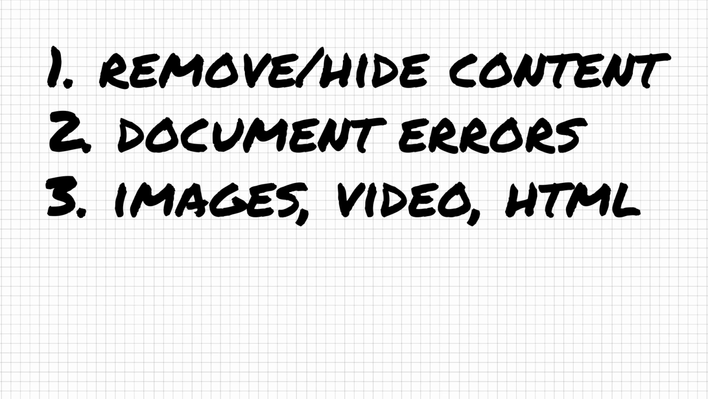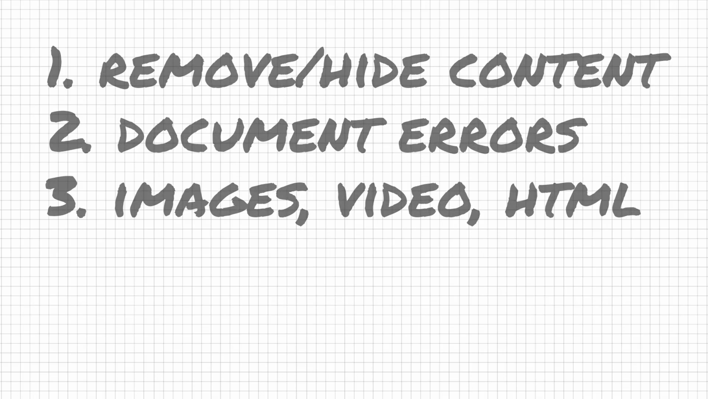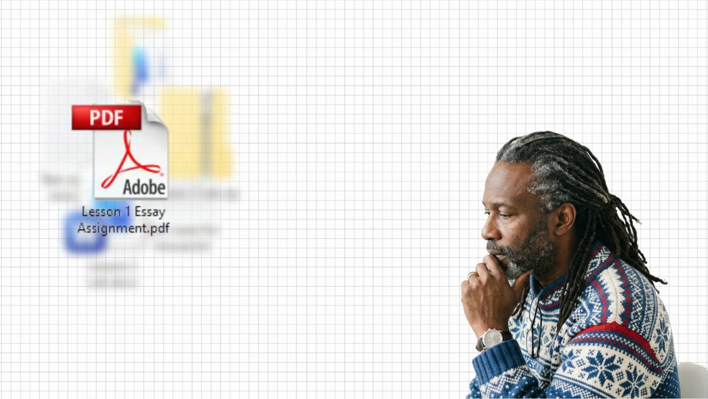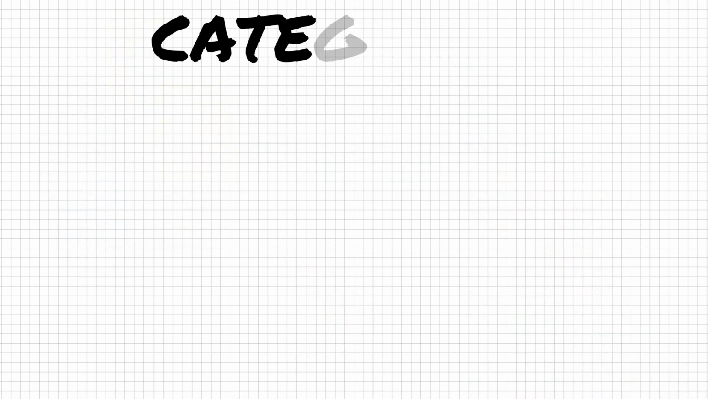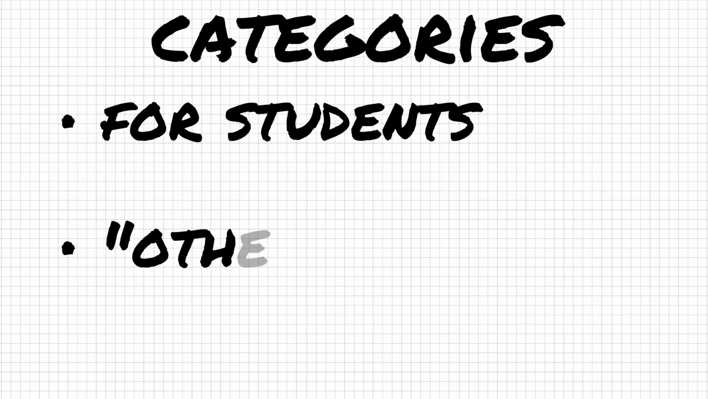Remove or hide content that isn't for students, fix document issues in Word, and then fix images, HTML, and video problems. So for step 1, I recommend you Swedish death clean your course. Ask yourself, if you were handing your course shell to a colleague to use, what would you keep and what would you throw away? Your content is going to fall into 2 broad categories.